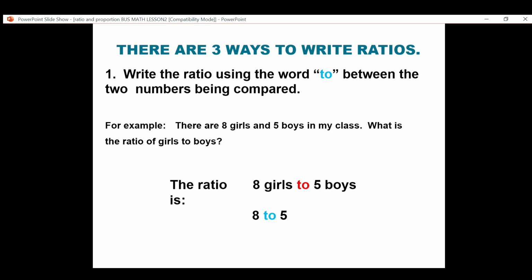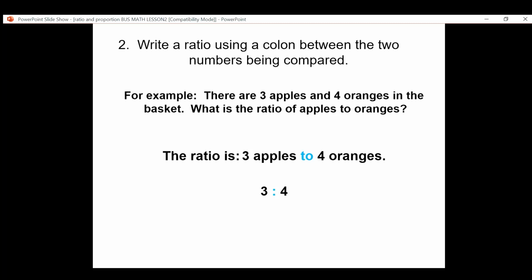Write the ratio using the word "to" between the two numbers being compared. For example, there are 8 girls and 5 boys in my class. What is the ratio of girls to boys? So, the ratio is 8 girls to 5 boys or 8 to 5. Write a ratio using a colon between the two numbers being compared. For example, there are 3 apples and 4 oranges in the basket. What is the ratio of apples to oranges? The ratio is 3 apples to 4 oranges or 3 is to 4.